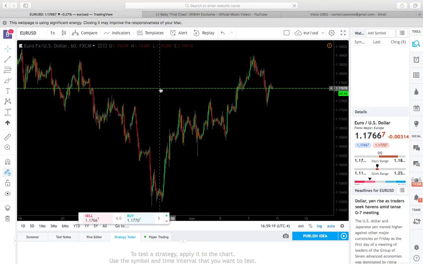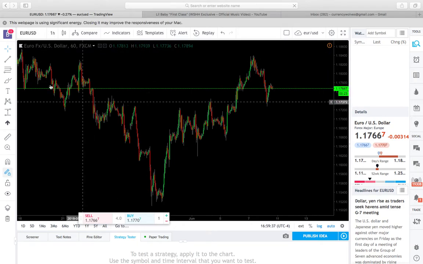Today, we're gonna go over pretty much a Euro US dollar breakdown, and I'm gonna show you some of the trades that I took this past week, guys. All right. So without further ado, let's get started. Again, this is the Euro US dollar pair. And let's get started with this now.